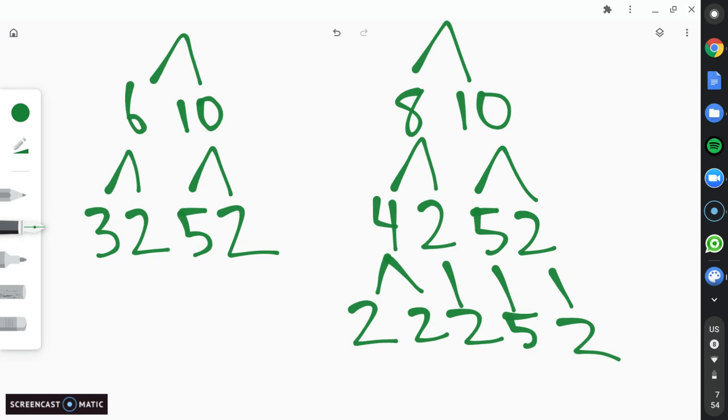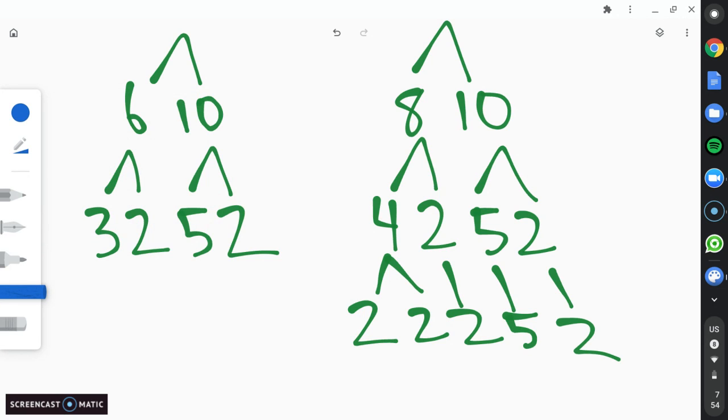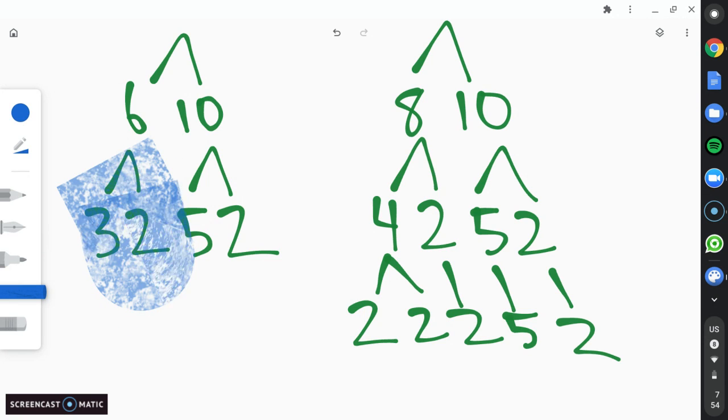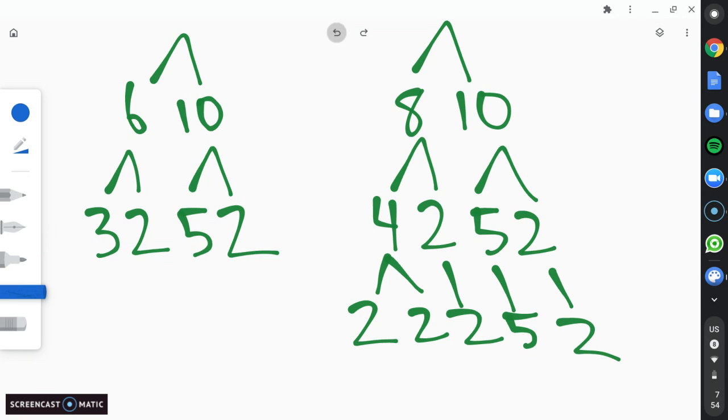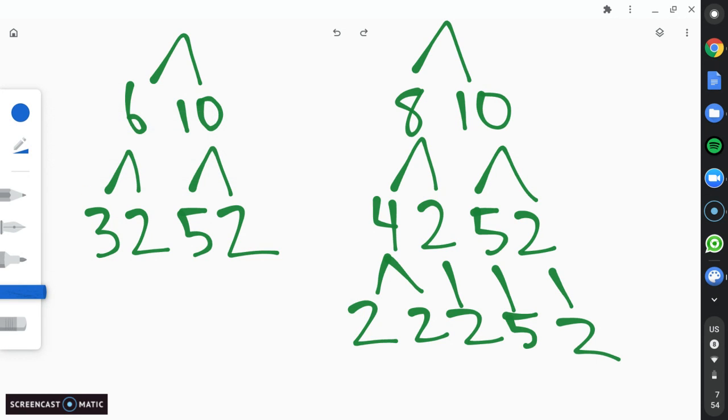Alright, so now we have our prime factorizations. Alright, I'm going to try this highlighting tool today and see if it works better than the pencil. We're going to circle the pairs. Circle the pairs of numbers. So we got a... Whoop, that does not work better. Okay. It's very large. Alright. That could work. Okay. Alright. Do you like this? That's okay.